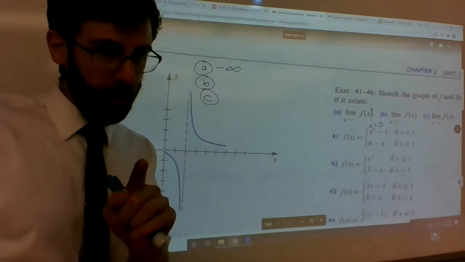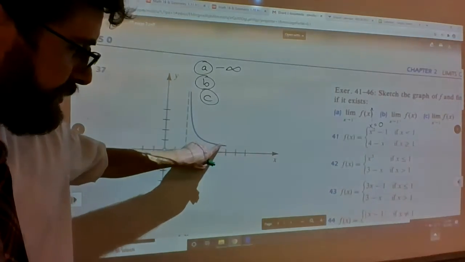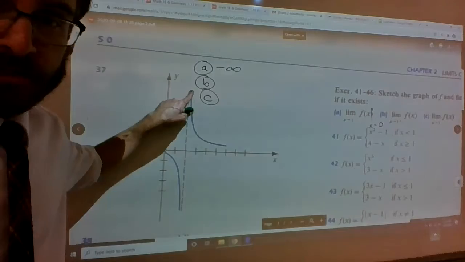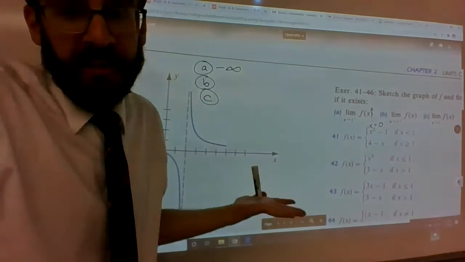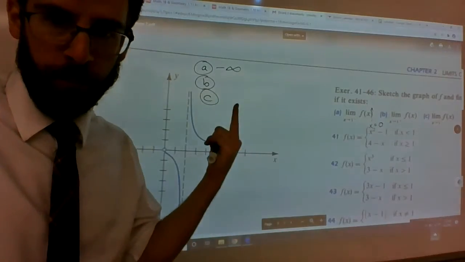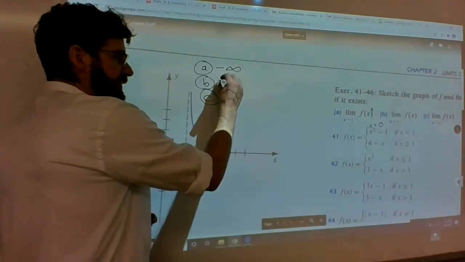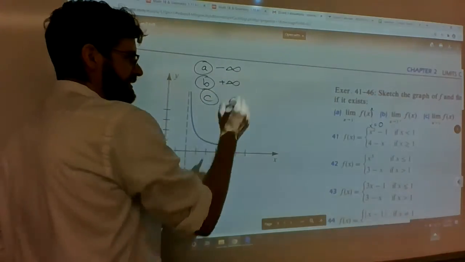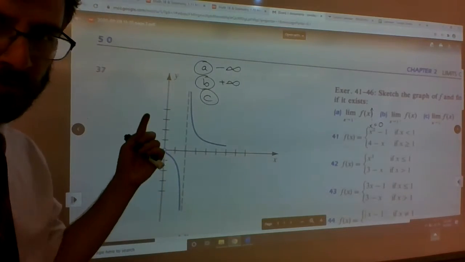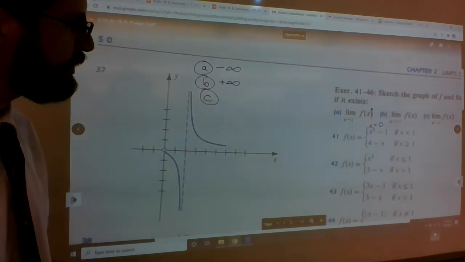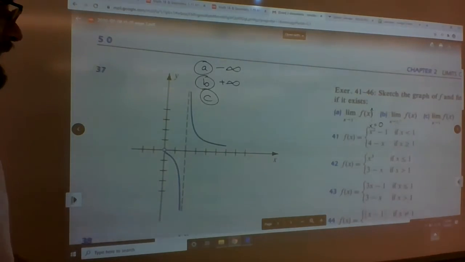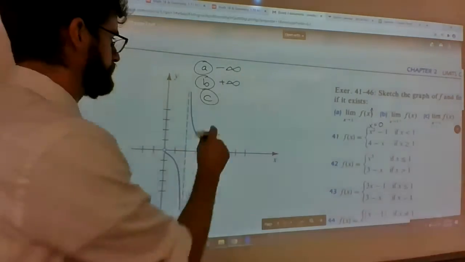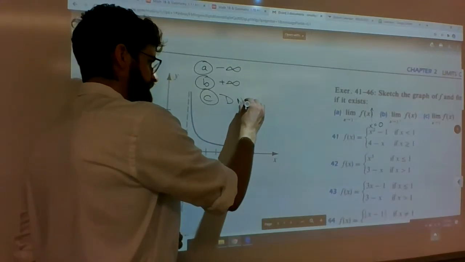Similarly, from the right, it just keeps going up, up, up. There's no ceiling. There's no end to where it moves upward. That means that the limit is positive infinity when you keep moving up on the y-axis. And then the left doesn't match the right, so it doesn't exist.